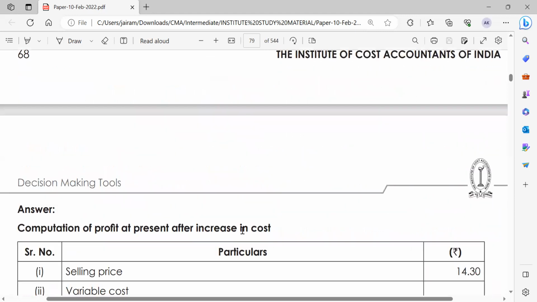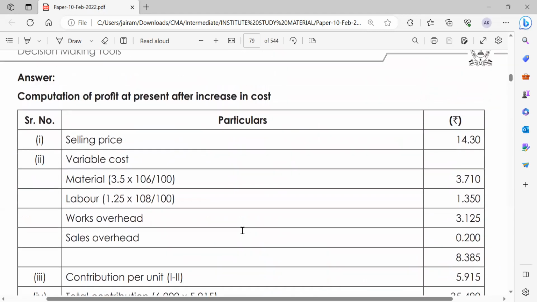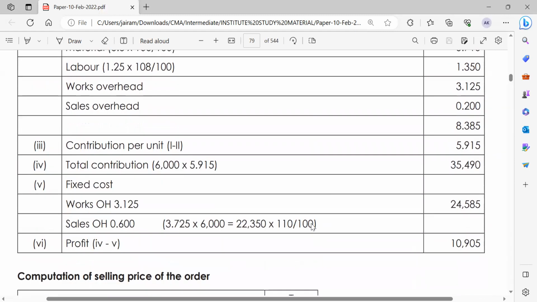So after you've done this, you have got the increased price, right? And for works and sales overhead, there is no increase, just put as it is. Now this is your variable cost, add everything. So we get contribution. This is our contribution per unit after change. The total contribution will be multiplied by 6,000. This is our total contribution.